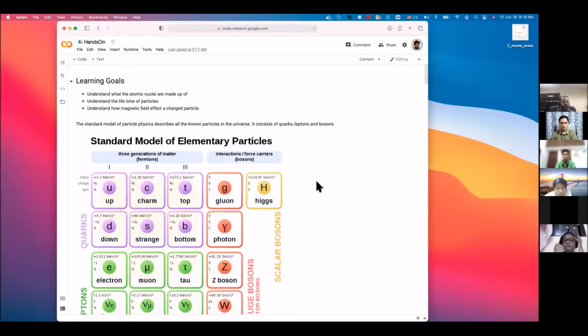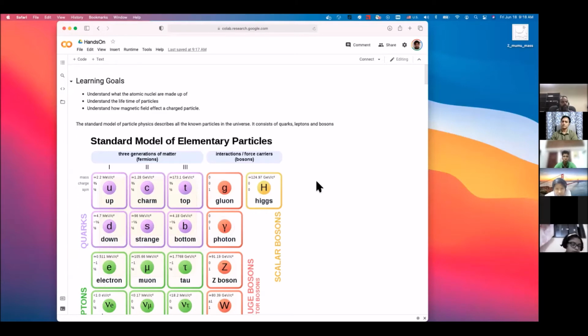Then we also discussed briefly that these particles, like the Higgs bosons, don't live forever. When they're produced in proton-proton collisions at the LHC, they're not going to stick around for a long time. They would immediately decay into something else. They would die and become something else. So that's called the lifetime of particles, and different particles have different lifetimes.